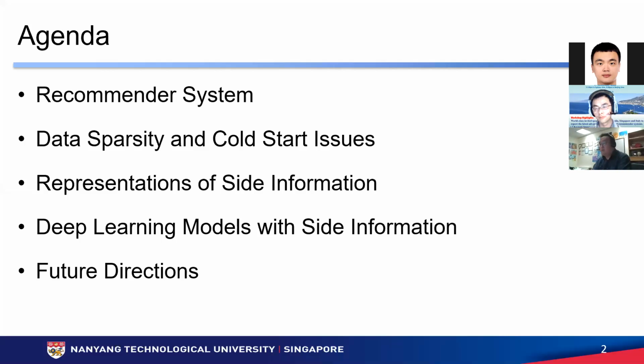So here's the agenda for my talk. First, I will give a brief introduction of recommender systems and highlight the two important issues, data sparsity and cold start. And the side information can be leveraged to cope with these two issues. I will categorize the side information based on their representations, and then I will focus on the deep learning-based models leveraging those different kinds of side information, and finally I will point out some future directions in this sub-area of recommender systems.